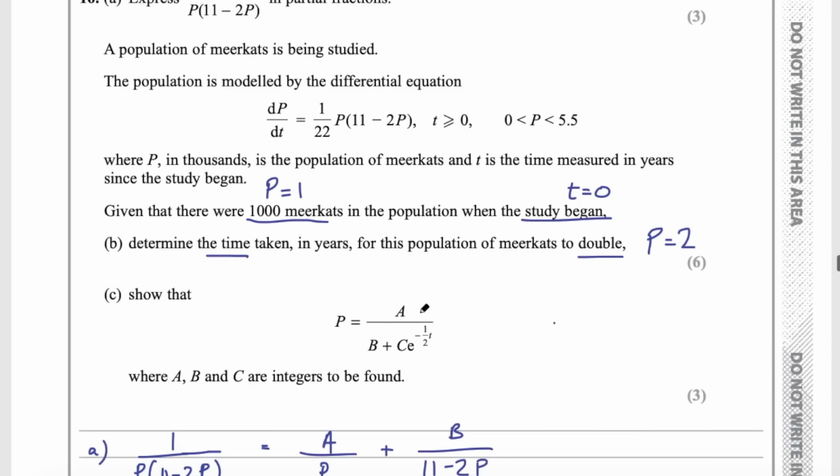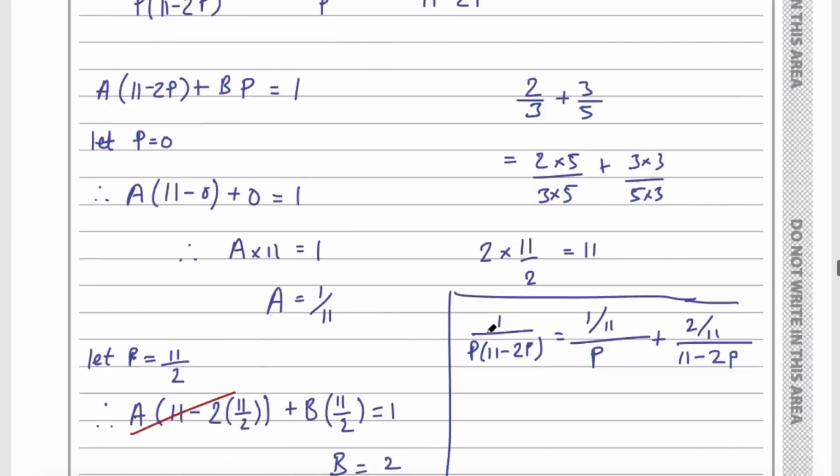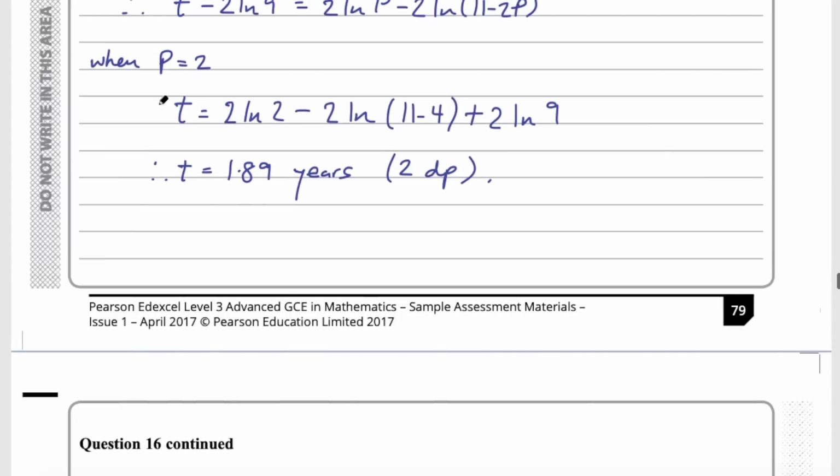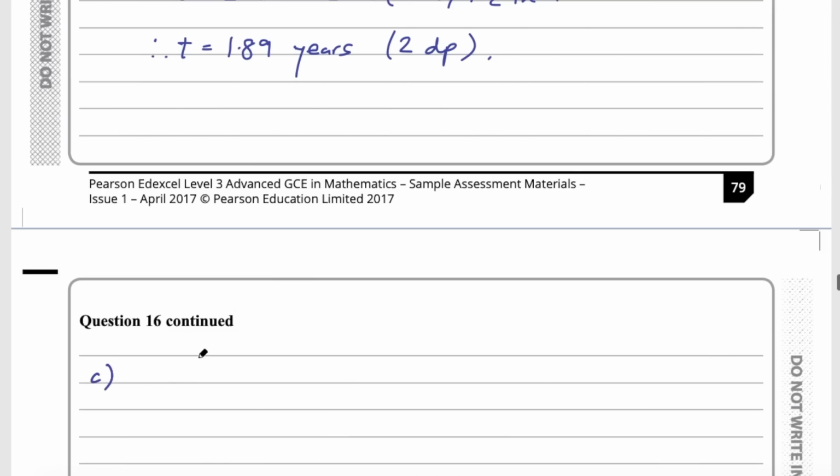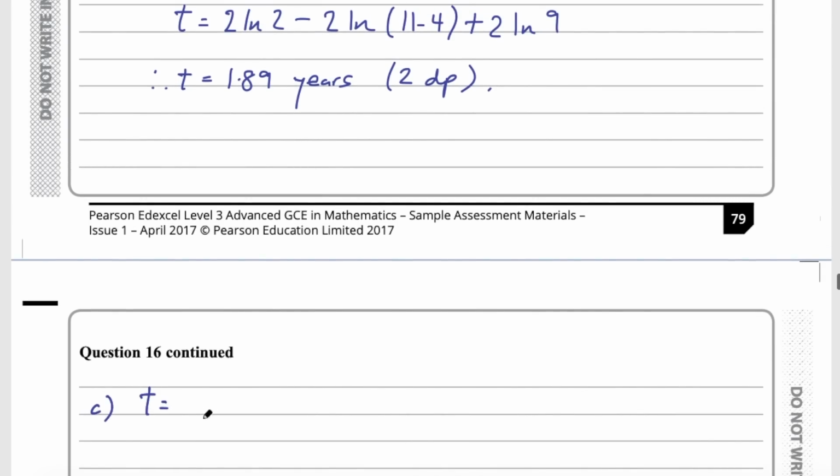Part C says show that p equals a over b plus c multiplied by e to the minus half t, where a, b, and c are integers to be found. So for part B, we rearranged the formula to make t the subject of the equation. Now we need to rearrange it to make p the subject of the equation. All right, so we have our equation here. I'll just rewrite that down here. So we've got t equal to 2 log p minus 2 log 11 minus 2p plus 2 log 9.